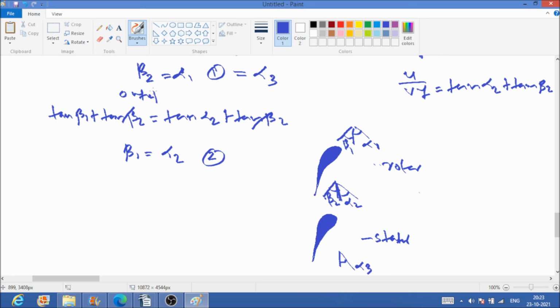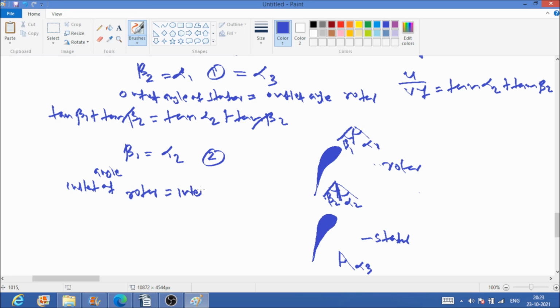Outlet angle of stator is equal to beta 2. Beta 2 is here. That is the outlet blade angle, okay, the angle of rotor. Here you see beta 1, that is the inlet angle of rotor, is equal to alpha 2. This is the inlet angle of rotor.